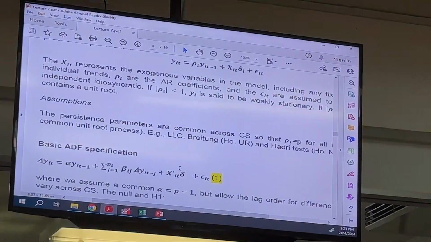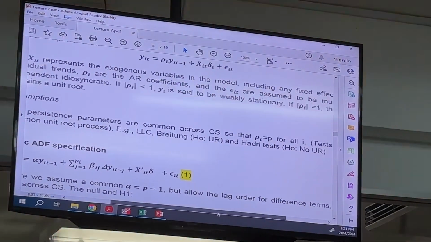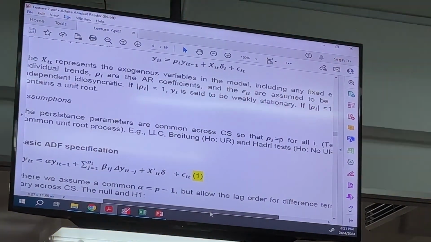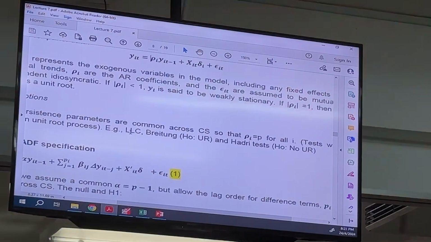So which are the tests for the cross-sectional common unit root process? Like the LLC, Breitung, and also the Hadri. These are the 3 tests to test for common unit root process. They assume the rho for the individual, rho i, is equal to rho for all. So they are the same, but the hypothesis is different. LLC and Breitung have unit root as the null, but for the Hadri, the null is no unit root, it's stationary.